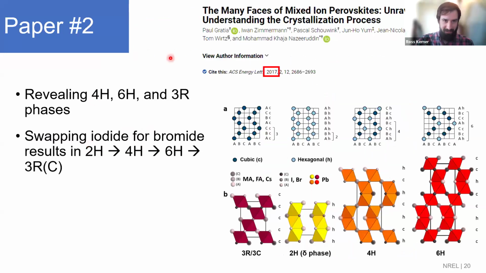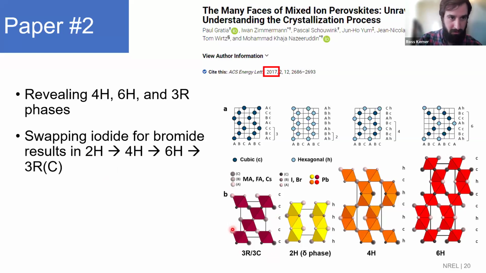The second paper is by Nazeeruddin's group. It's called The Many Faces of Mixed Ion Perovskites. I was shocked when I found this paper. It was in 2017. I should have known about this during grad school. And it basically outlines exactly what people started to see and have been seeing in in situ studies. And so they do the thermodynamic growth as well.